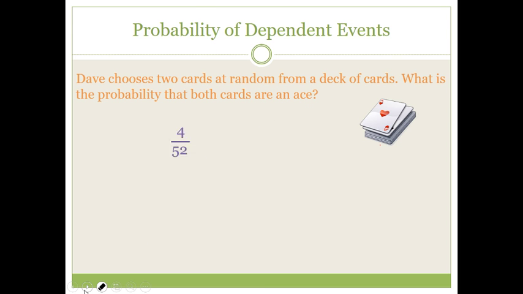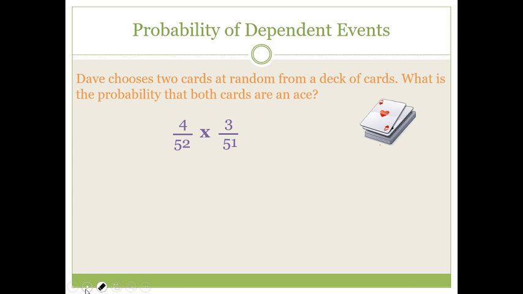Recall, we already pulled one of the aces out of the deck on our first pull. So now there's only 3 aces left in the deck. How many cards are in the deck? Remember, we just pulled out one of the aces. So there's no longer 52 cards in the deck, there's only 51. So the probability that we pull another ace after we've already pulled an ace out of the deck is 3 out of 51.